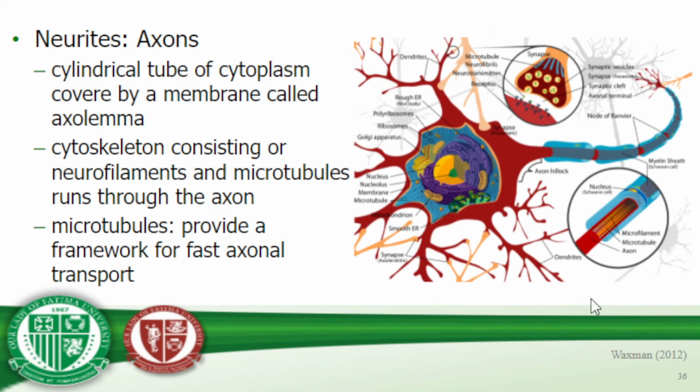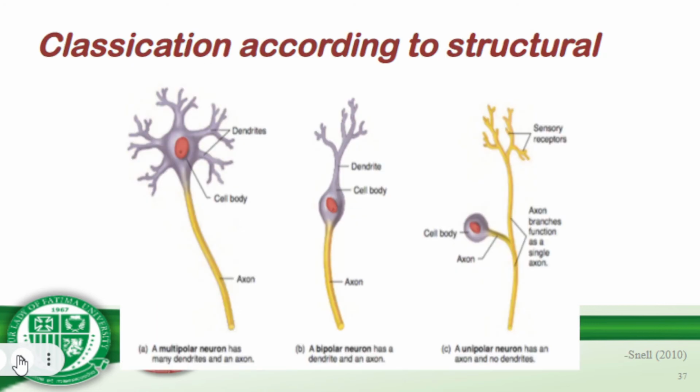Also, we have the axon, which is a cylindrical tube, no? Diyan kumakapit yung ating oligodendrocytes or Schwann cells, depende kung nasaan. Now, neurons can also be classified according to structure.